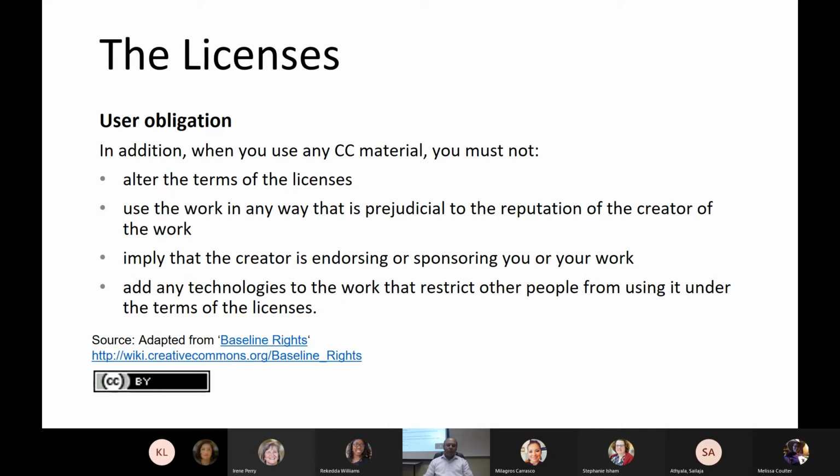Number 3, imply the creator is endorsing or sponsoring you or your work. Add any technologies to the work that restrict other people from using it under the terms of the license. So these are some obligations, things you can't do with the OER. And if you want to know more about it, please click that link, wiki.creativecommons.org, and you can get more information on user obligations and user rights.